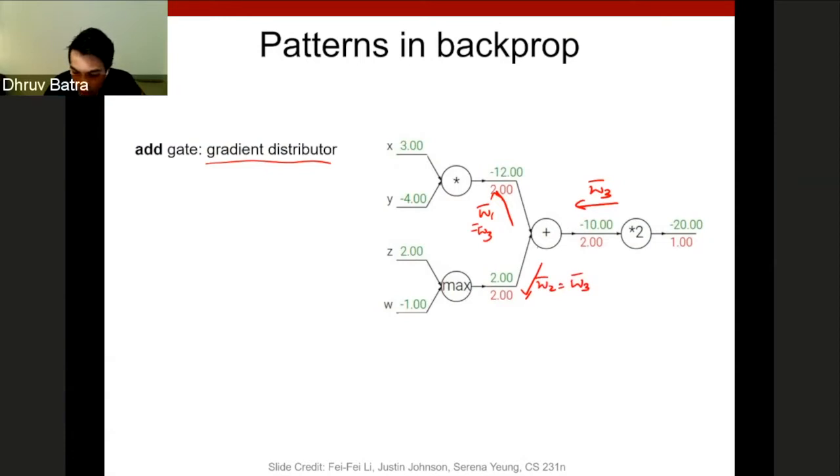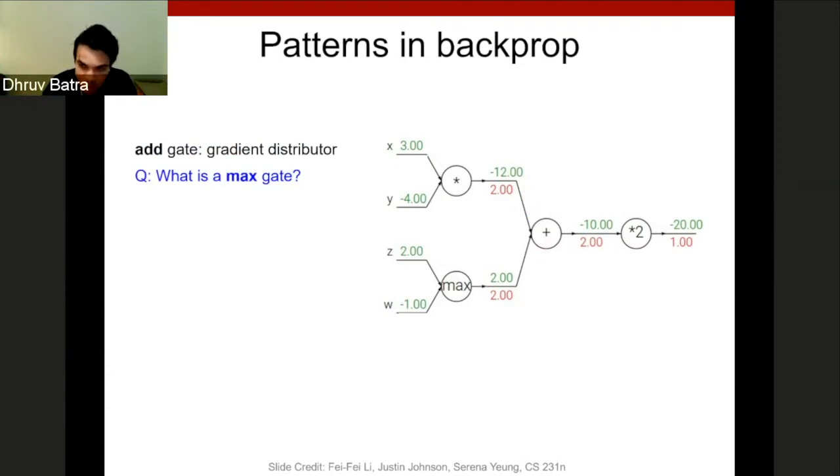So on the forward pass, things got added. On the backward pass, whatever was coming in got distributed. Right? So an add gate is a gradient distributor. That's one way of thinking about it. It's good intuition to have, because if you have a lot of additions in your computational flow graph, you should realize that those gradients will get sent to a bunch of places on the way back. And this is important to understand.